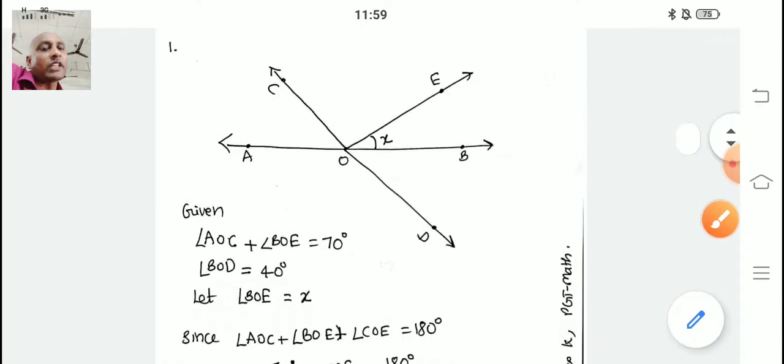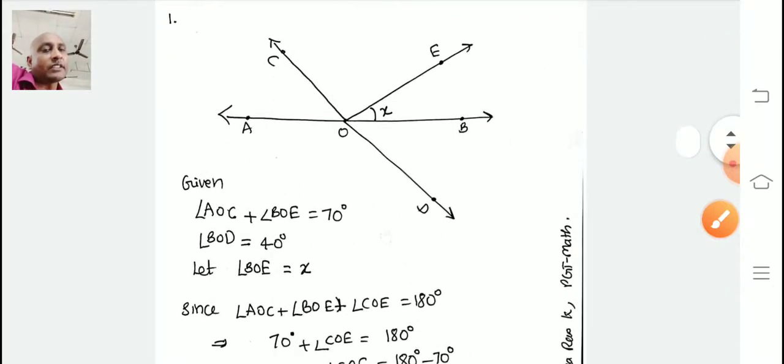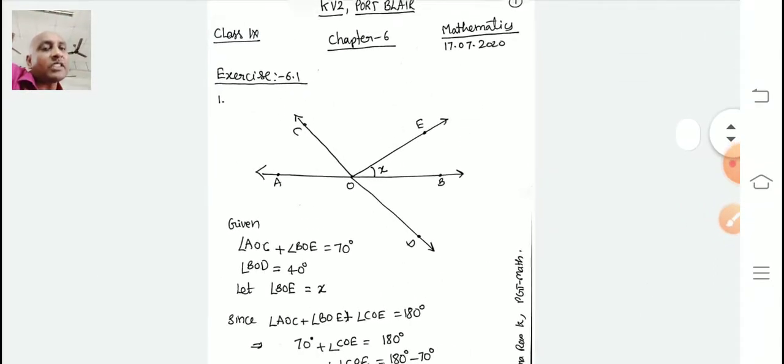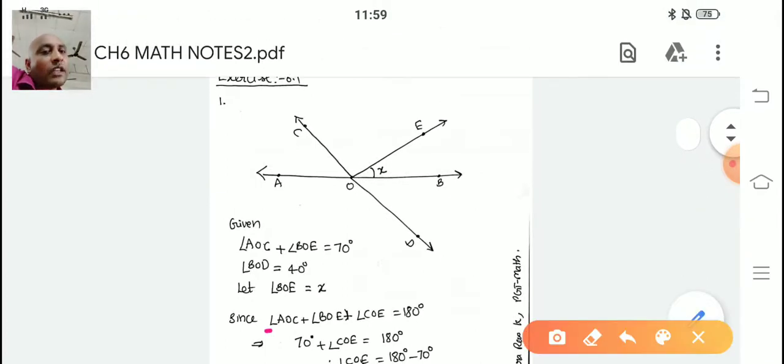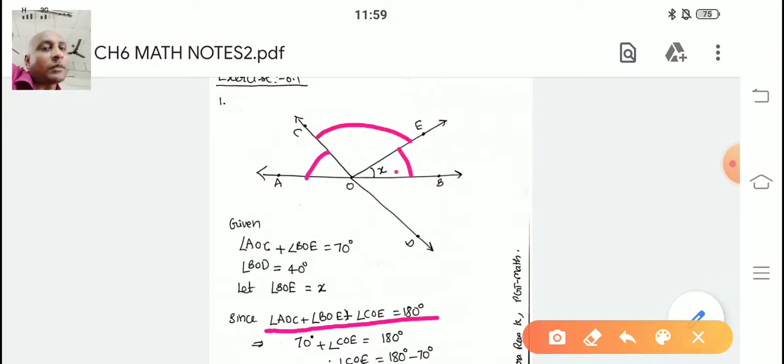So how to find out? Look at this. Very, very carefully look at this. Angle AOC is, how much angle AOC is? AOC plus BOE plus COE is 180 degrees, because AOC, BOE, COE all together 180, because they are on a straight line. So 180 degrees.